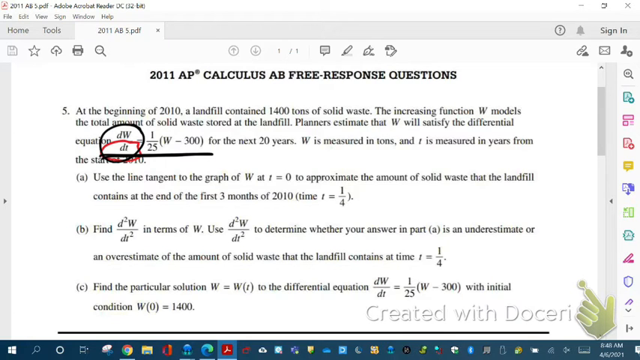Also, the amount of waste, or W, at the beginning is 1,400 tons. What does that mean? It means there's a point, W of 0 is 1,400. Okay? So keep an eye out for the difference between W, which is the amount of waste, versus dW/dt, which is how fast that waste is changing. Okay? All right. Next, some other hints.